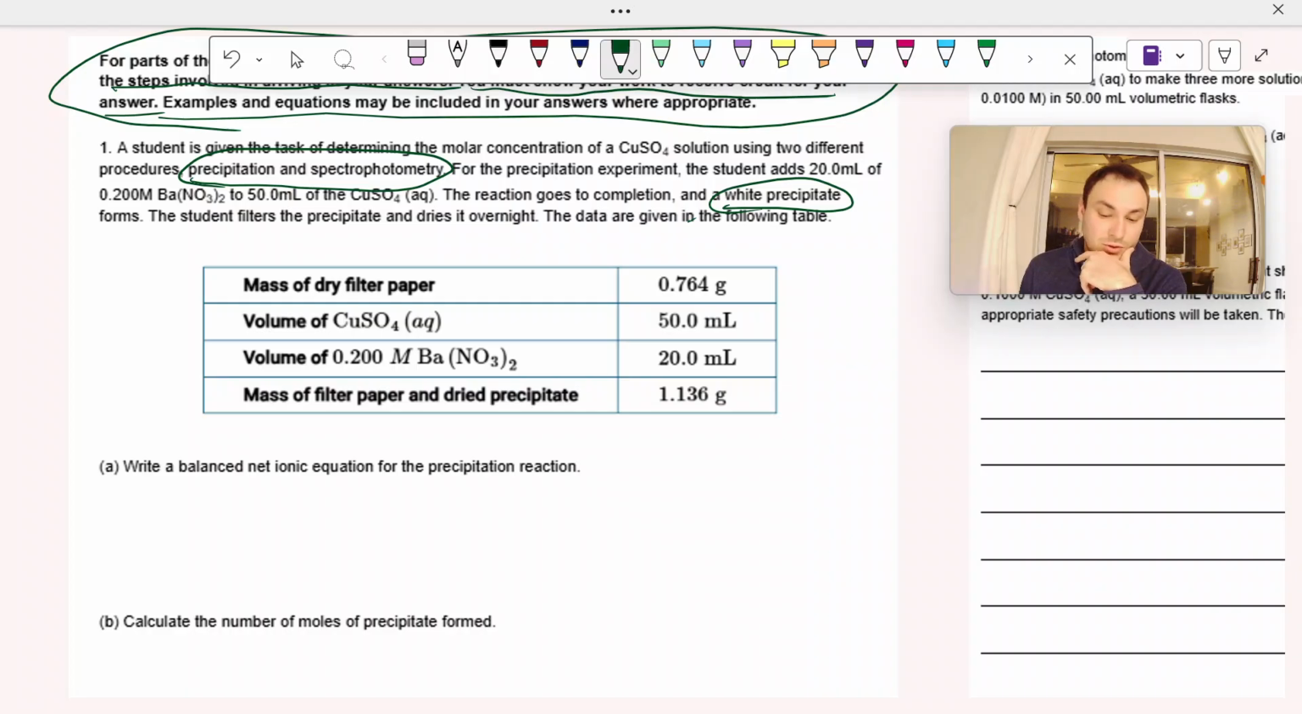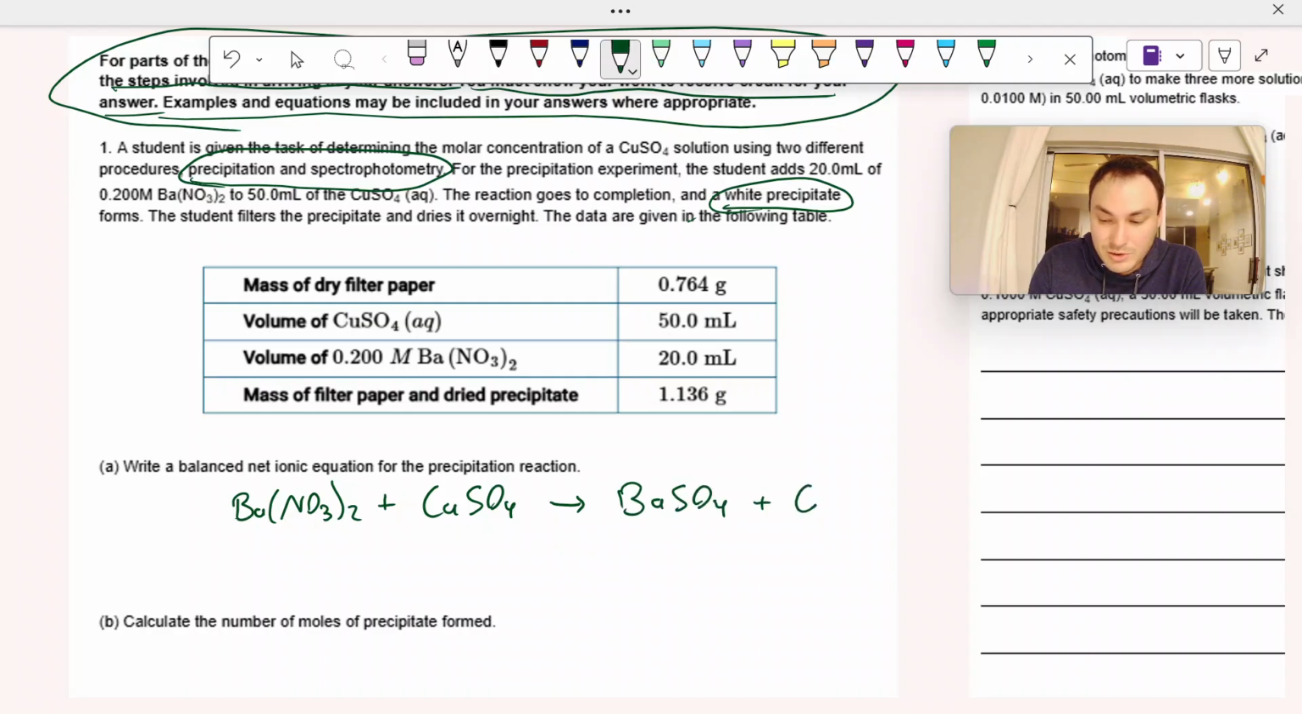So first off, we need to write a balanced net ionic equation for the precipitation reaction. Let's just start off with trying to get an actual reaction in. We're combining barium nitrate, Ba(NO3)2, with copper 2 sulfate, CuSO4. The products are going to be barium sulfate, BaSO4, and copper 2 nitrate, Cu(NO3)2.